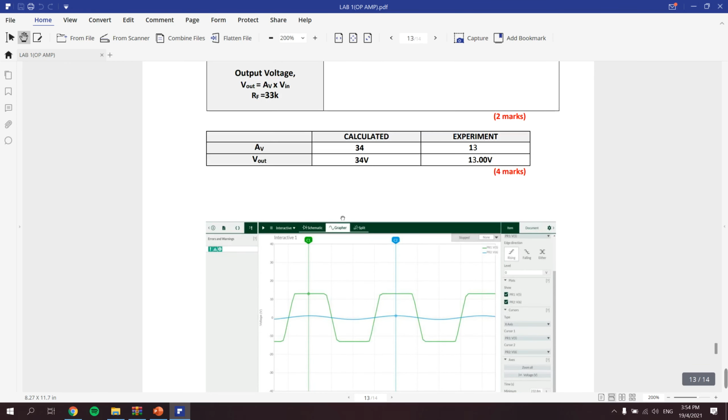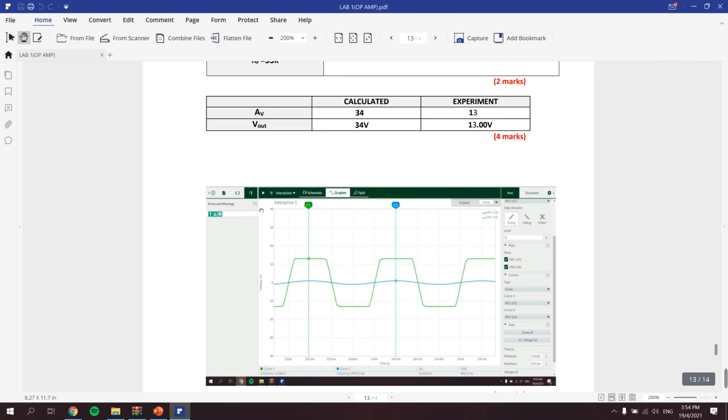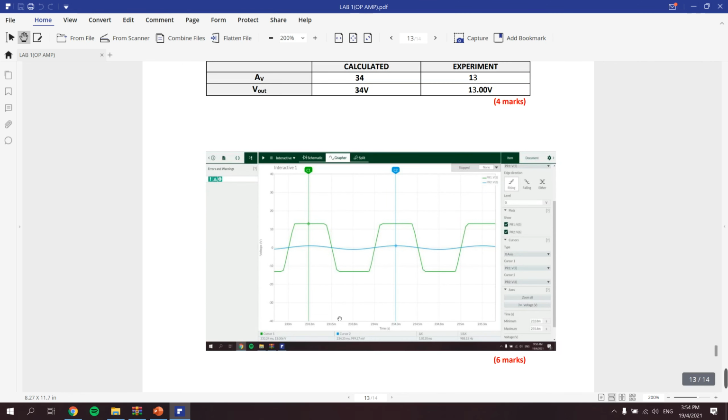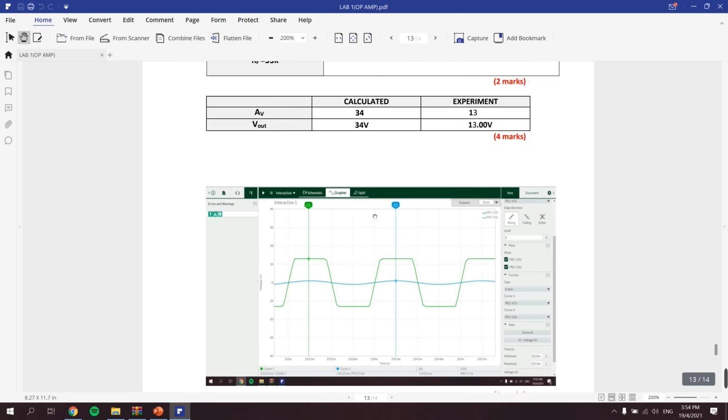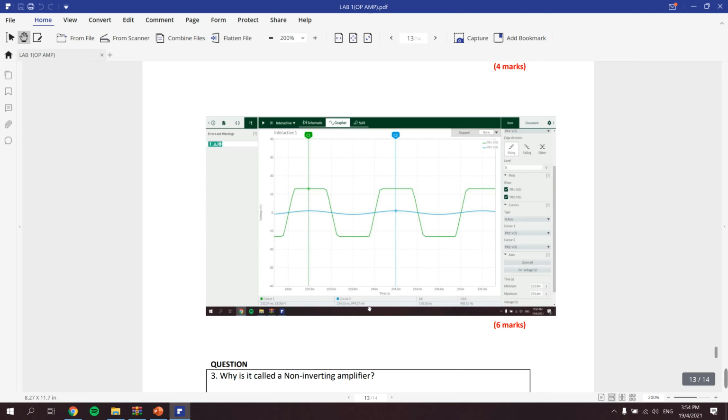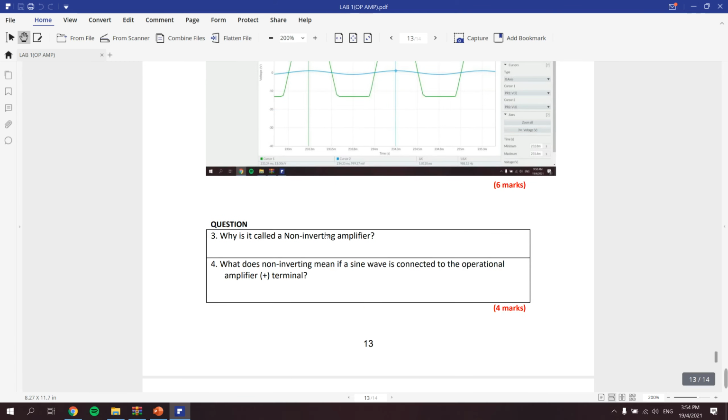Like the inverting amplifier, we should be getting a clip off, because as I said, the maximum should be only around 15, but since it's impossible to get 15, we already get 30. So it's the same as the inverting, so we get 1 millivolt and 13 volt for the output.